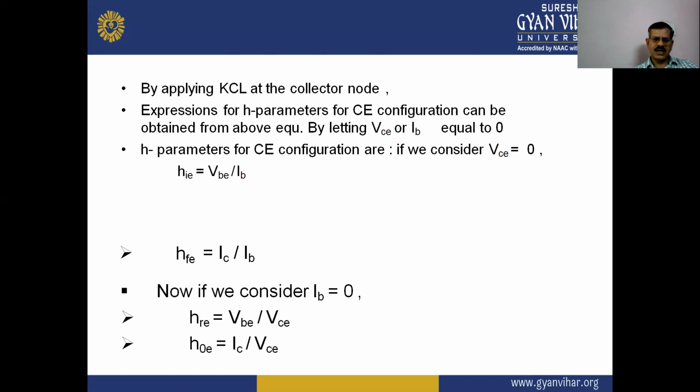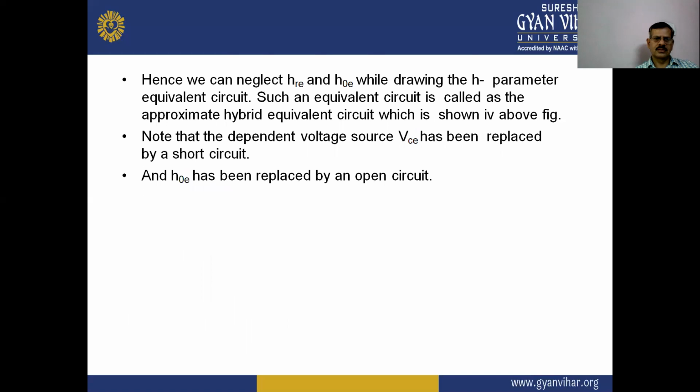Now if we consider base current equal to 0, in that case hre will be equal to VBE upon VCE, or ho will be equal to IC upon VCE from the circuit diagram. Hence, we can neglect hre and ho while drawing the h parameter equivalent circuit.